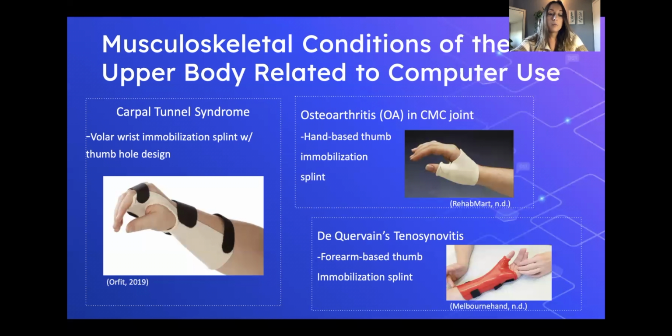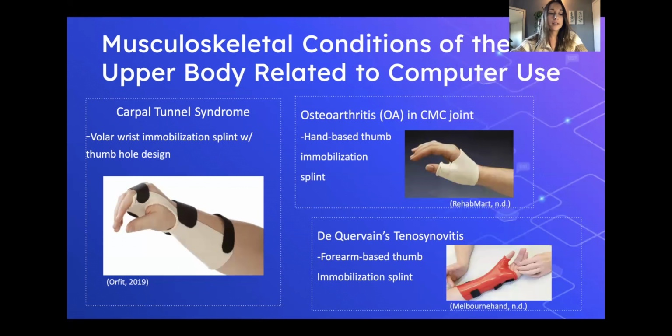Occupational therapists can help reduce pain and discomfort through joint immobilization with a splint. Osteoarthritis is commonly first noticed in the CMC joint, which is in the thumb. So the photo displayed on the PowerPoint is a hand-based thumb immobilization splint to help immobilize the thumb and reduce pain.